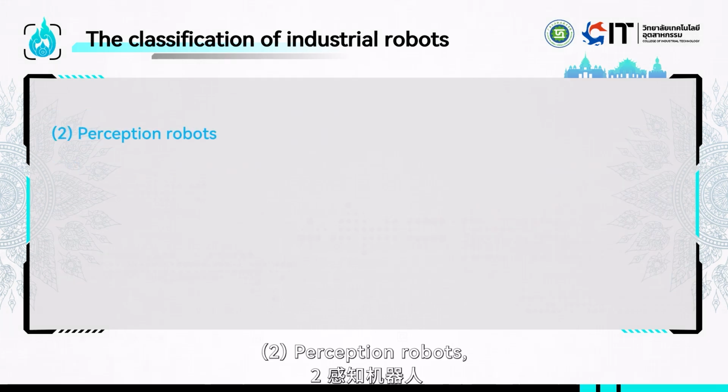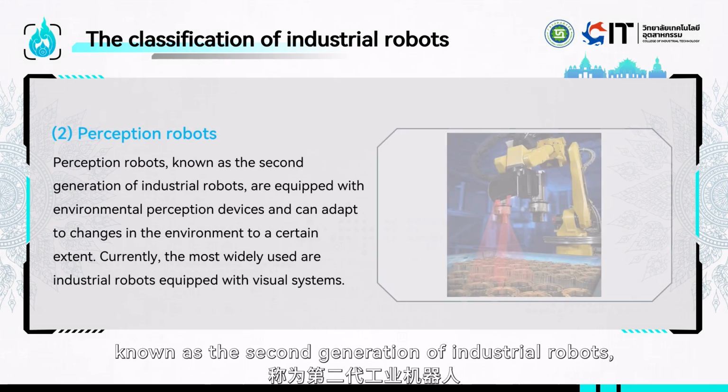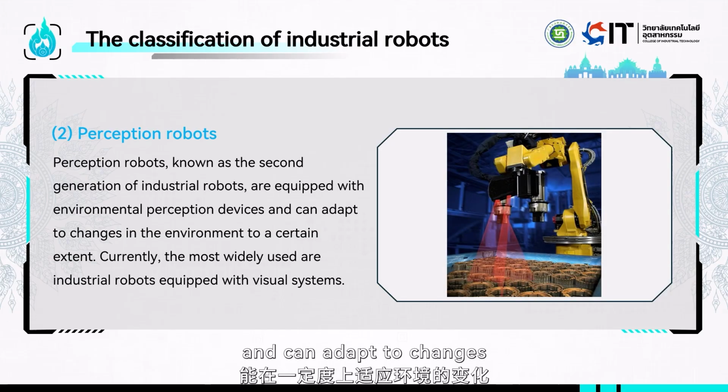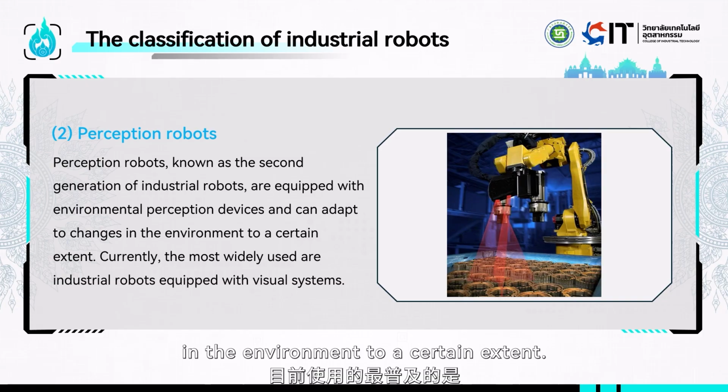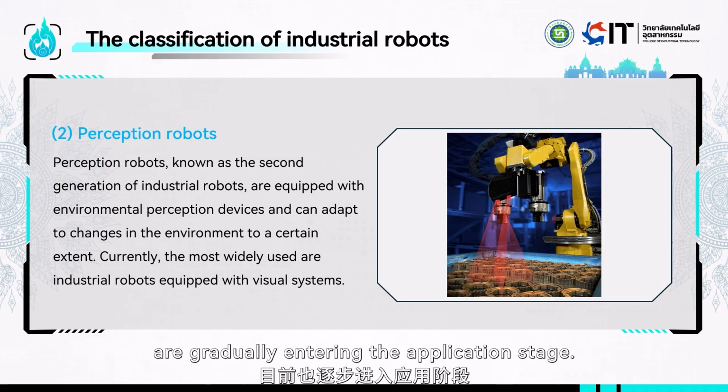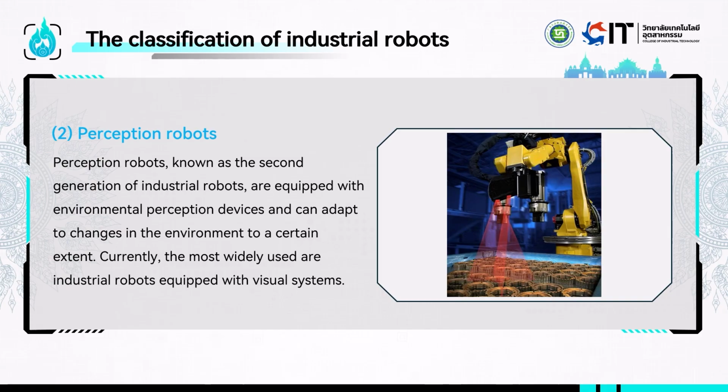2. Perception robots, known as the second generation of industrial robots, are equipped with environmental perception devices and can adapt to changes in the environment to a certain extent. Currently, the most widely used are industrial robots equipped with visual systems. These robots are gradually entering the application stage.